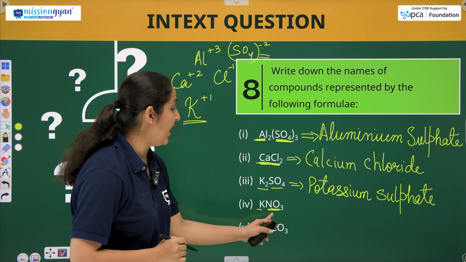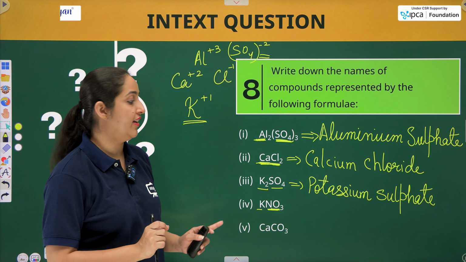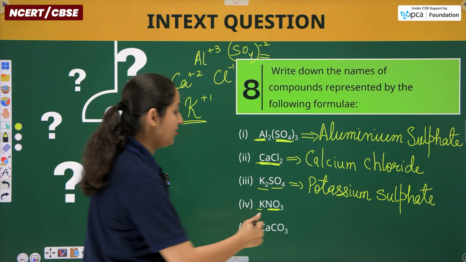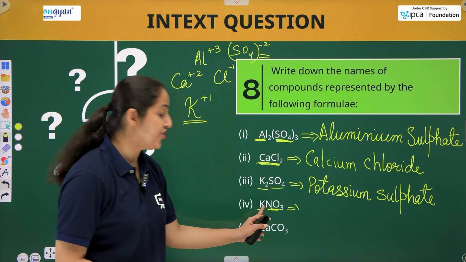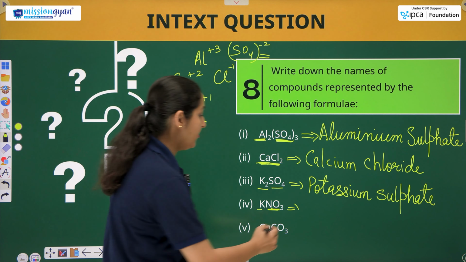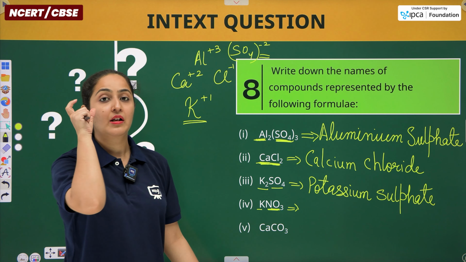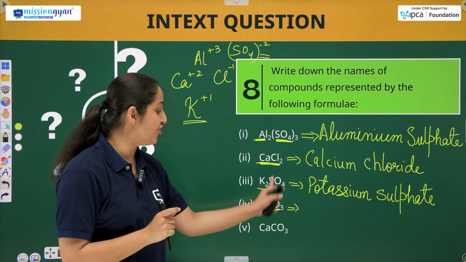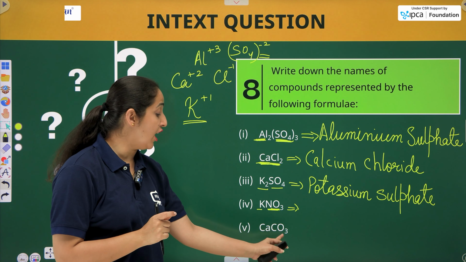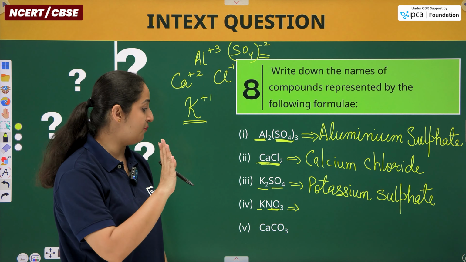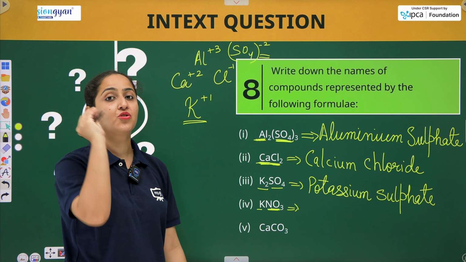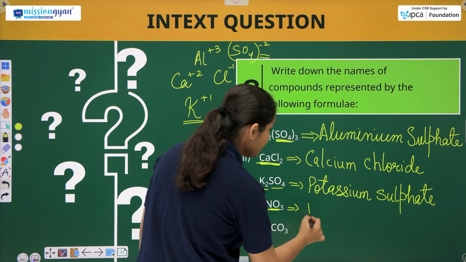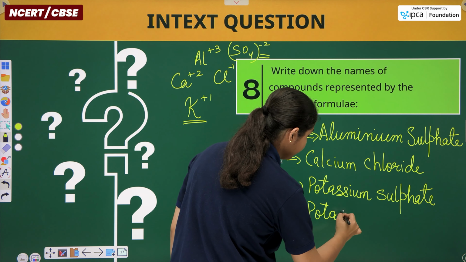Now, students, this NO3 is the nitrate ion. K is potassium ion. So, again, this is what? Potassium nitrate. Alright. So, please remember these ions, the polyatomic ions, these are very important. This is nitrate, sulfate, and then carbonate. All these ions are very important. So, these important ions you should keep in mind. So, potassium nitrate.